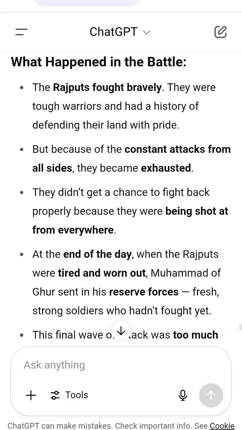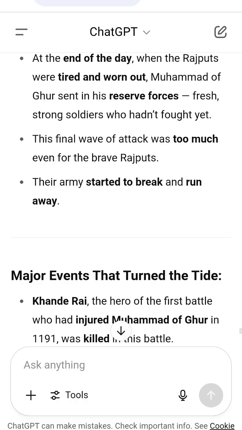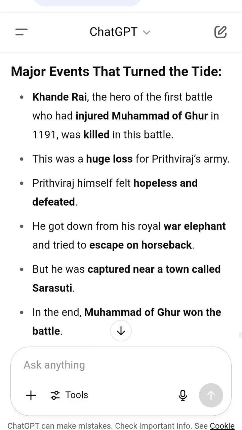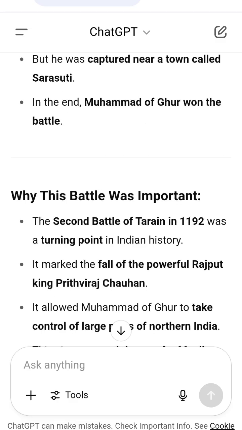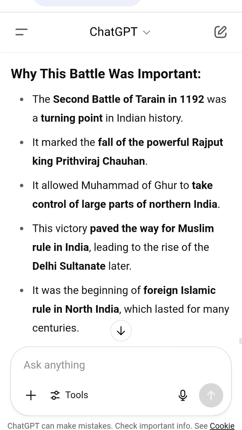Key takeaways, very simple points. Muhammad of Ghur used smart planning, not just strength. He surrounded the enemy, tired them out, then finished them off. Prithviraj's army was brave but exhausted and outsmarted. The death of Kande Rai and the capture of Prithviraj broke the Rajputs. The battle changed Indian history forever.